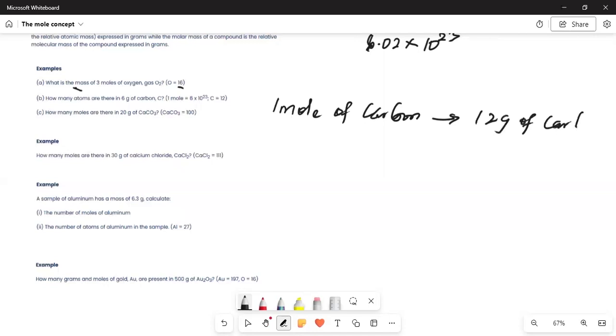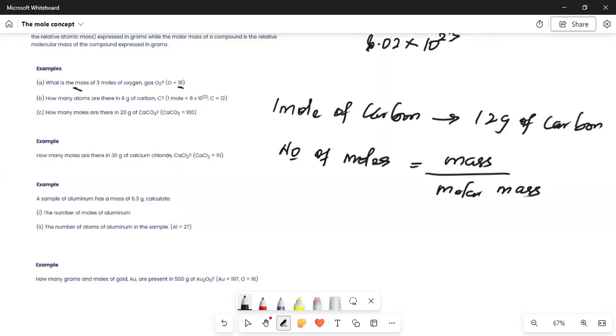So if that is the case, we know that number of moles is equal to the reacting mass over molar mass. Now, the question says, how many atoms are there in 6 grams of carbon? I want to get how many moles we have in 6 grams of carbon. The number of moles is 6, the mass, divided by the molar mass of carbon, which is 12. And 6 divided by 12 is 0.5 mole.